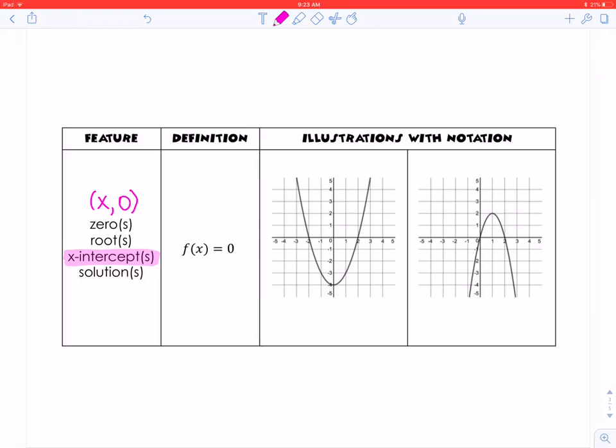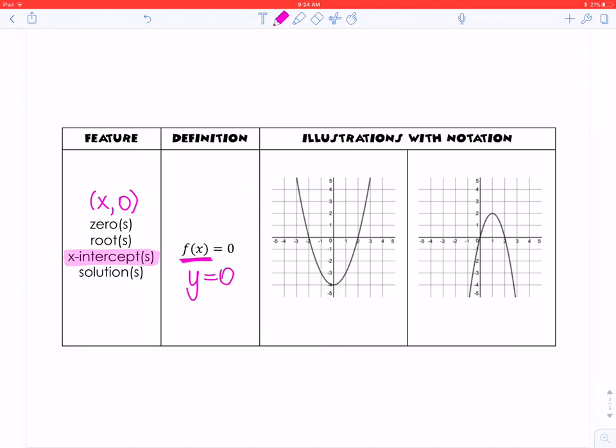Okay, now if you look at your definition, it says f of x equals 0. Remember, f of x is our fancy notation to tell us that we are dealing with a function. For every input, there is exactly one output that corresponds to it. And so we know we have a function, our graph. We're going to look at our graph and it passes the vertical line test. It just tells us that y depends on x, and there is a unique relationship between those two variables.